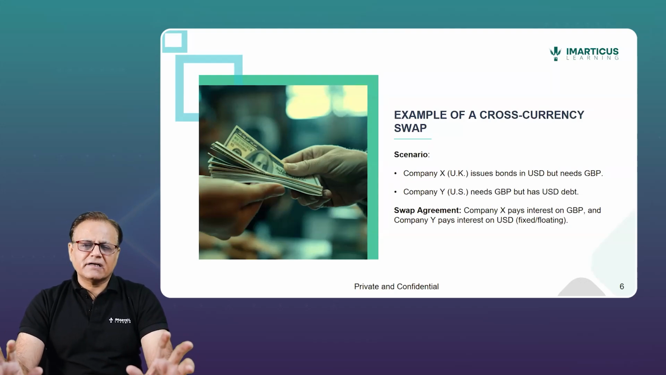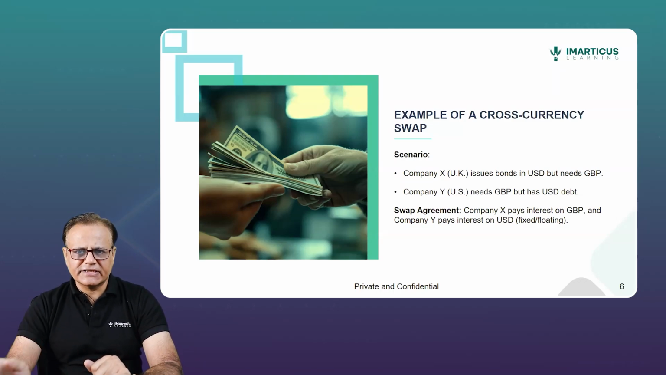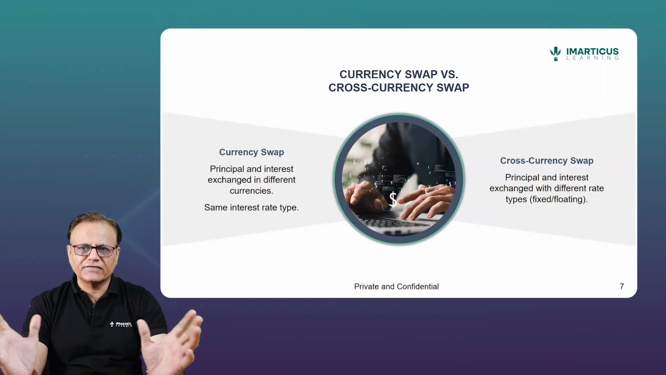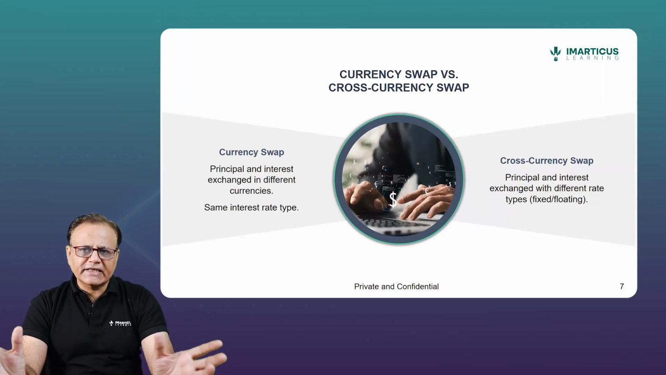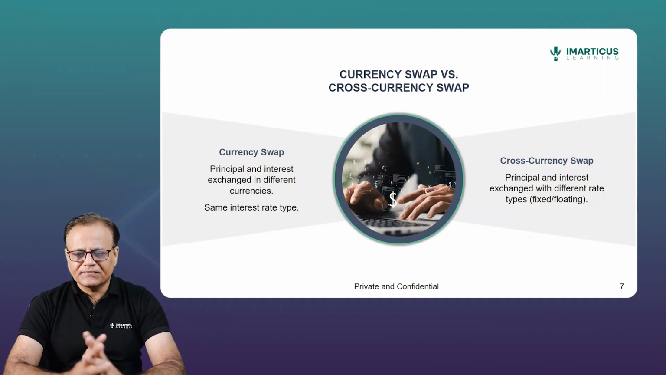Now, here is where both parties come together. One is in the US, wants British pounds. The other one is in the UK and wants US dollars. So, a clear-cut case of a swap that can take place. And as I've already talked about, principals, interest, and then principals swapped back.